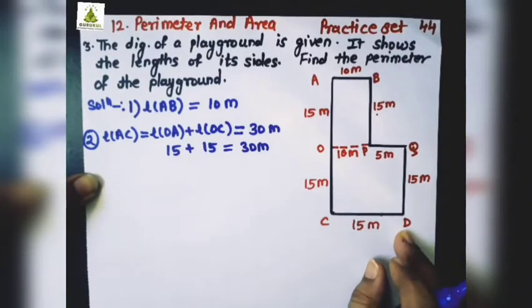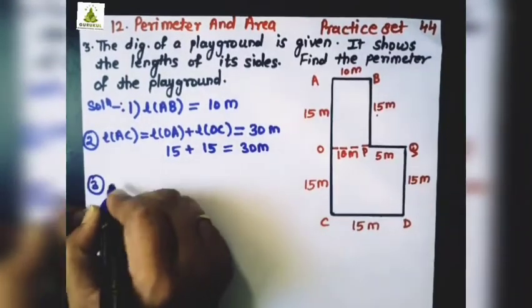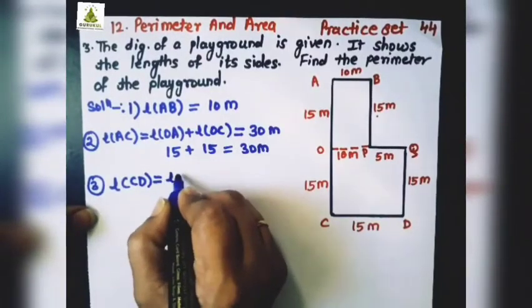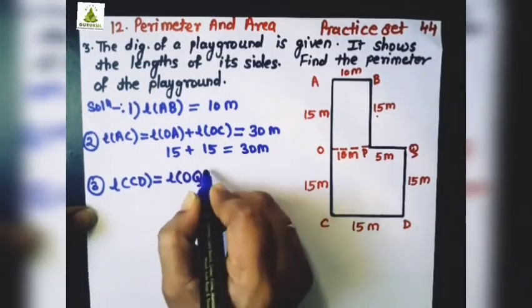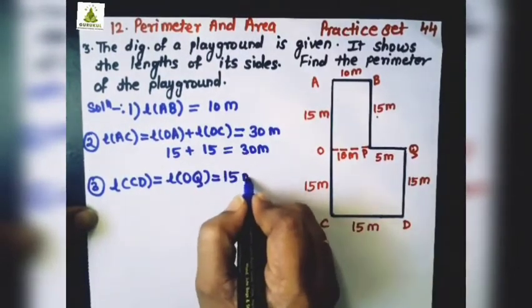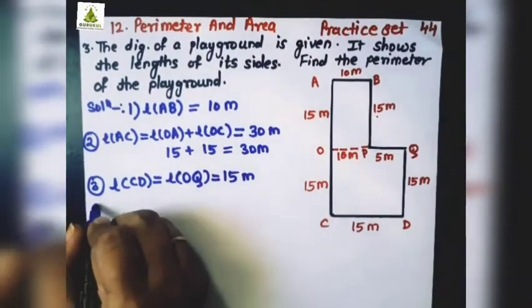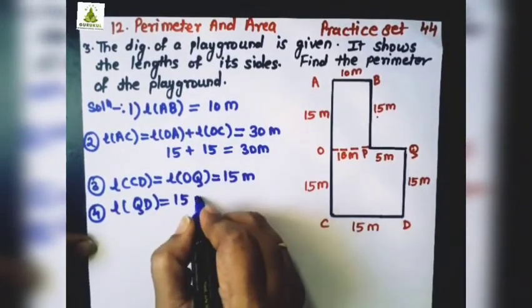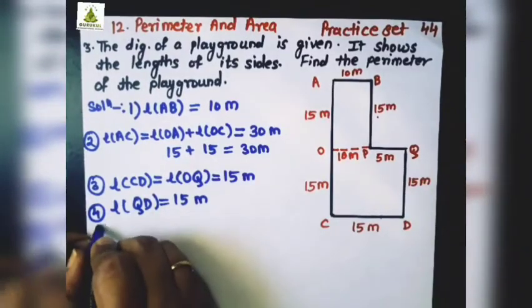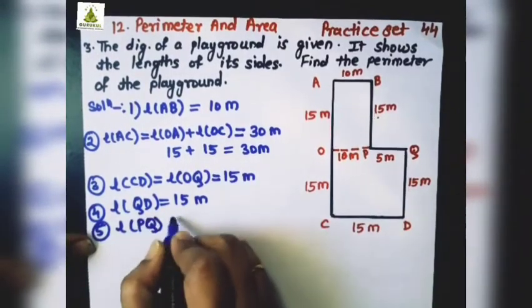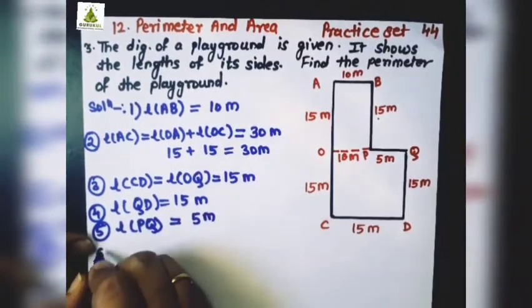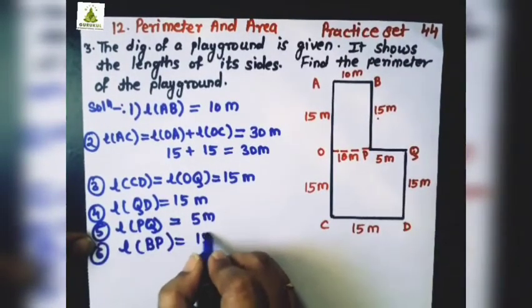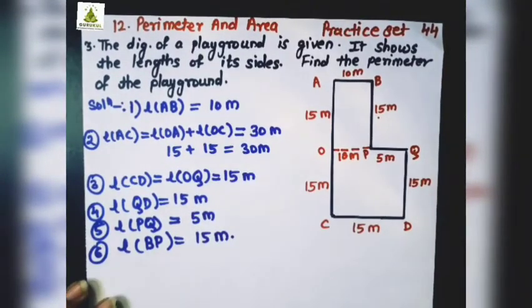Third side. How did we write it? Third one: length CD is equal to length OQ, which is equal to 15. Okay, so we got CD. The fourth side is already given, QD, 15 meters. Then PQ, how much? 5 meters. Sixth side, length BP, 15 meters. Now what is the perimeter of the ground?